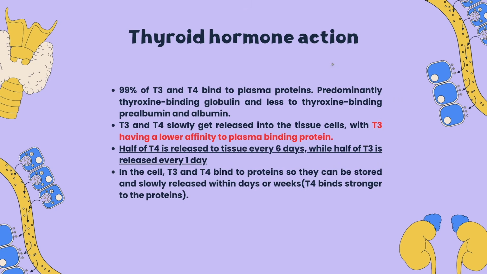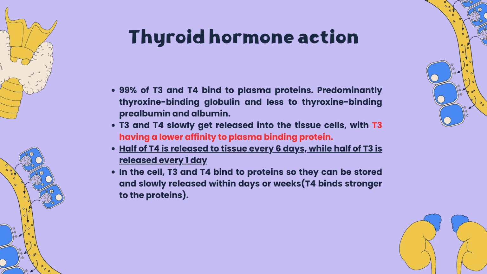Now, let's go towards thyroid hormone action. It binds to the plasma protein, as we said, the thyroxine binding globulin, and that's the main one that it binds to, and then less than that to the thyroxine binding prealbumin and albumin. T3 and T4 get released into the tissue cells, with T3 having lower affinity to the plasma binding protein. So T3 sticks less to the proteins, which means they'll be easier to release and they'll release faster.